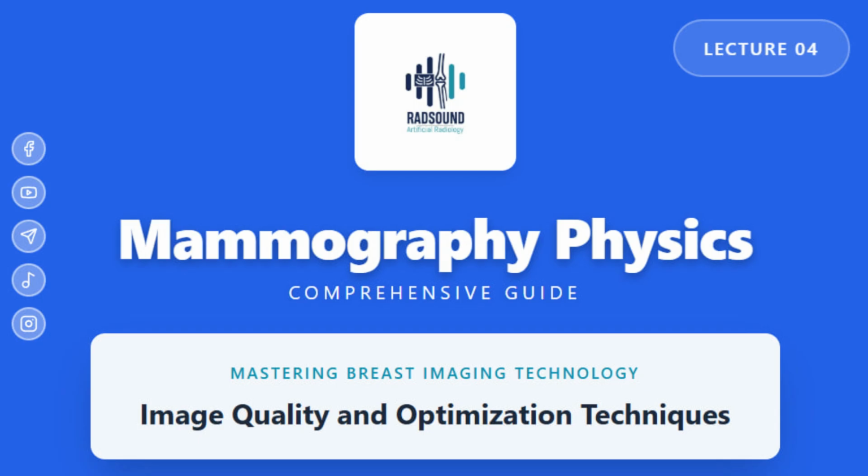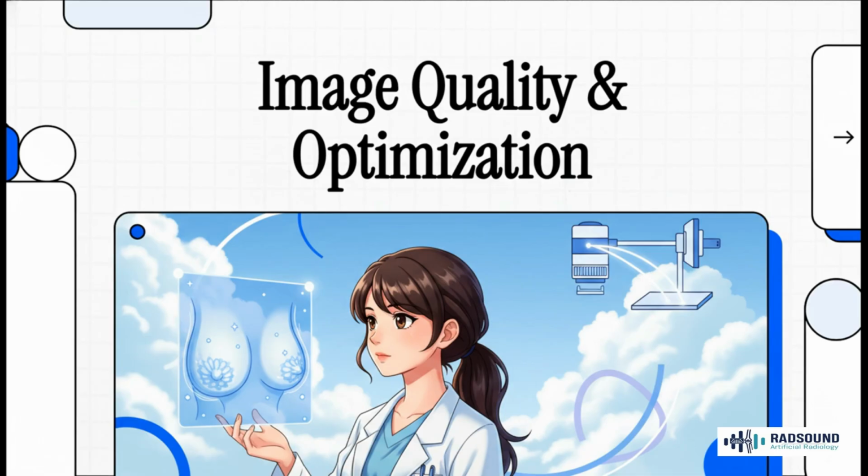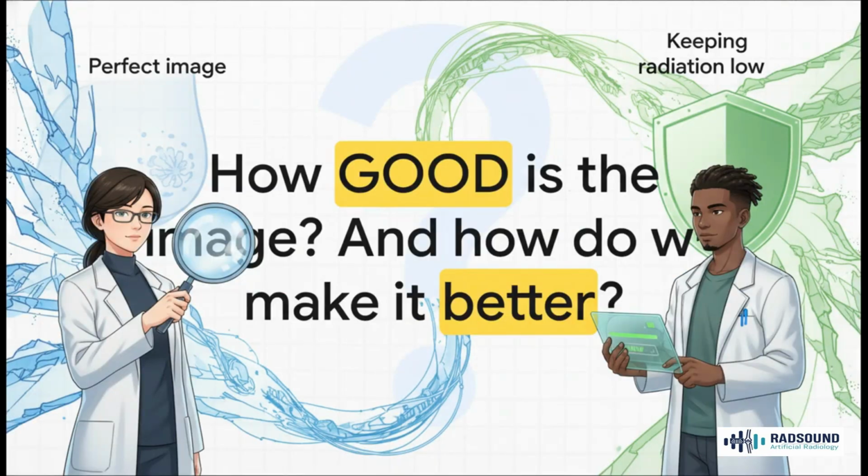Okay, so we've built the physics, we've walked through the equipment, now we ask the question that really matters most. And this, right here, this is the fundamental conflict in all of mammography. You've got this relentless, driving need for an absolutely perfect image to find the tiniest, most subtle cancers. But on the other hand, you have an ironclad responsibility to keep the radiation dose as low as you possibly can. So, let's dive into that tension.